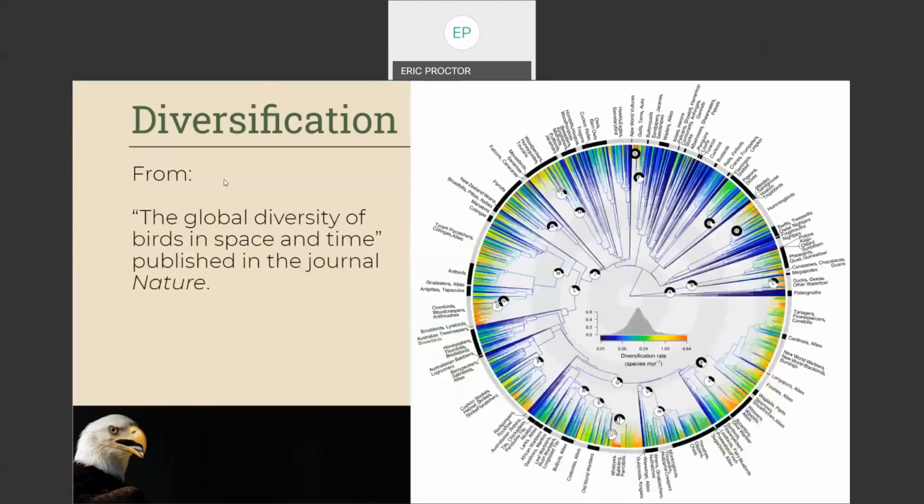And diversify they did. This graphic, which I thought was really cool, is really, really complex. I'm not going to talk about all aspects of it. There's a whole research paper that you can look at, where this came from. It was developed by researchers from the University of Sheffield, Yale University, University of Tasmania, and Simon Fraser University. It is considered to be the first family tree of all living birds.